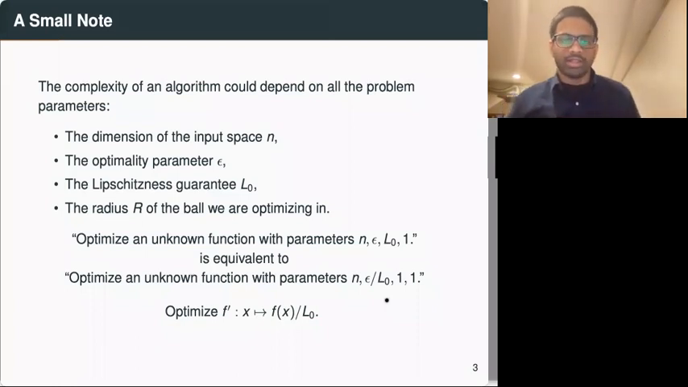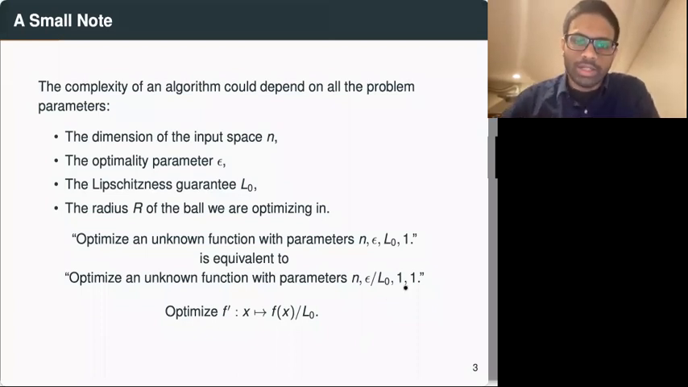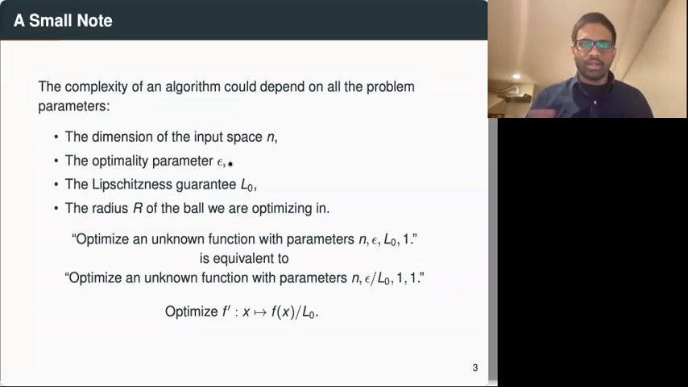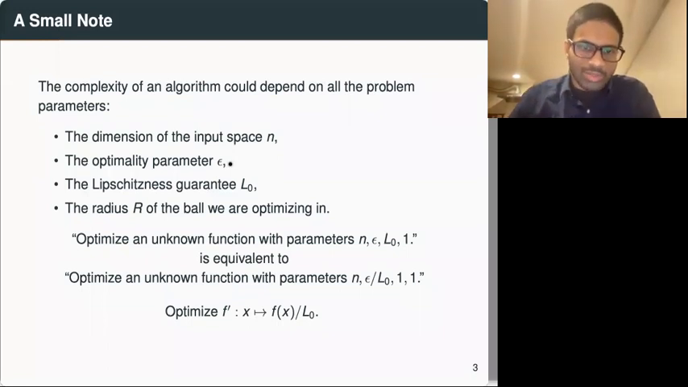So all this is just to say that even though there are 4 parameters here, we can assume that the last 2 are set to 1, and the complexity's dependence on n and epsilon completely characterizes the complexity of the algorithm with respect to all 4 parameters. Now, if that didn't make much sense, it's fine, but I'm just justifying the fact that from now on, I'm going to be assuming that R and L0 are both equal to 1.